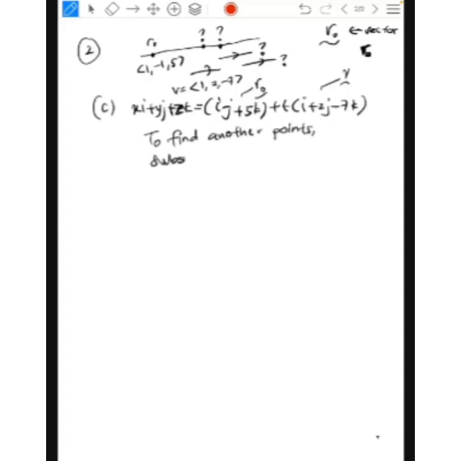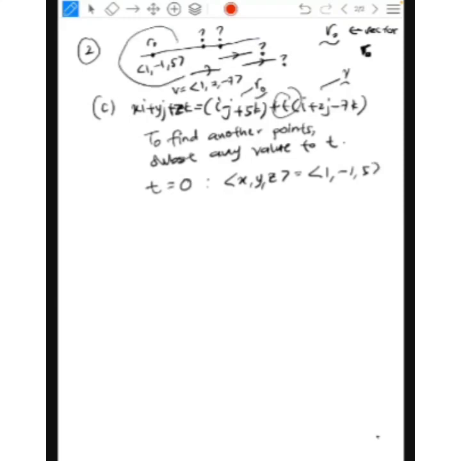Just substitute any value to t. Okay, t awak ni. Let's say t equals 0, then you will have xyz equals to (1, -1, 5), right? Tapi yang ini adalah R0 yang pertama ni dah. So you tak boleh bagi ni sebagai jawapan sebab soalan nak 2 points on the line, okay? Oh, dia kan bukan tu ada point, so boleh jadi sebagai jawapan lah.